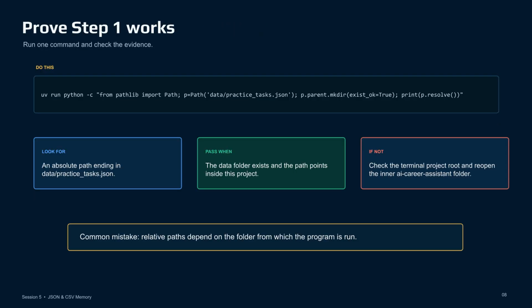You can prove your path code works by running this command. Look for an absolute path in the terminal. If it doesn't work, ensure you are running your code from the correct project root directory.